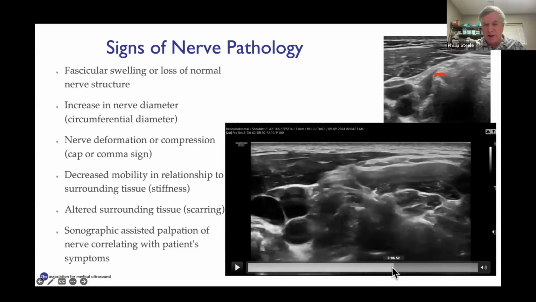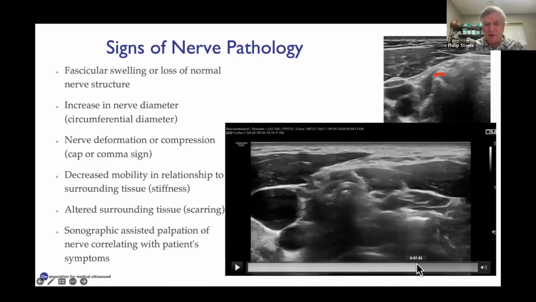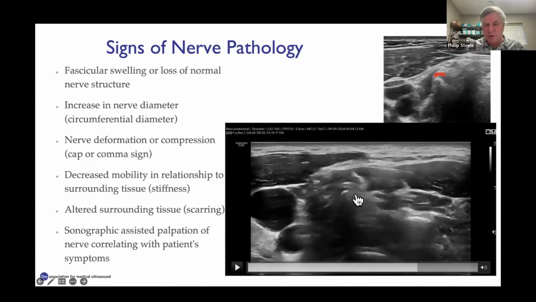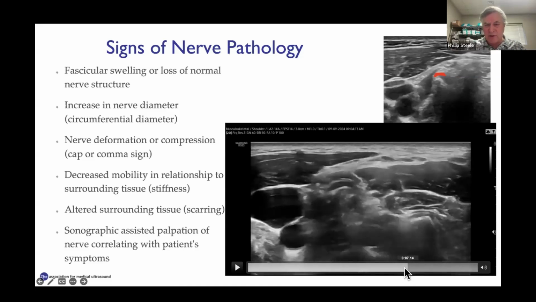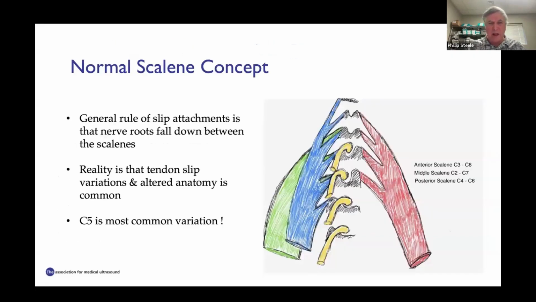And so what's happening here, here's C5, and it's heading up and over as you scan downward, and it goes over Chassaignac's tubercle right here. This is Chassaignac's tubercle, and you can see the nerve right here has sort of a little cap. It looks abnormal here. And so it can be difficult to see these in some patients, but these little small comma or cap signs can help you identify areas of abnormality.